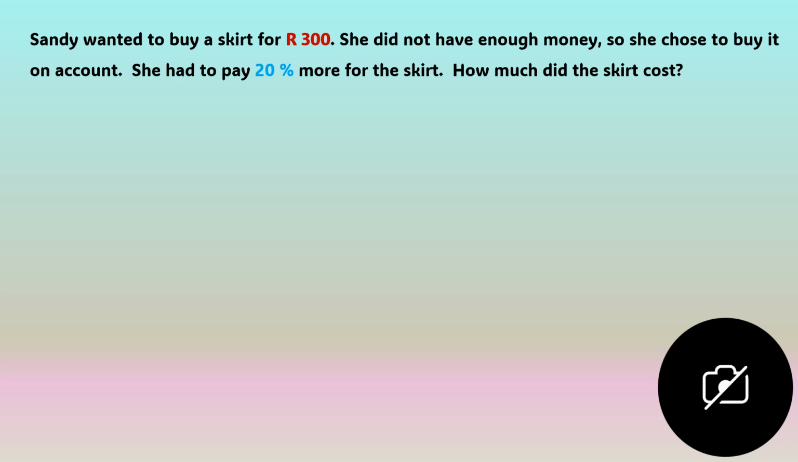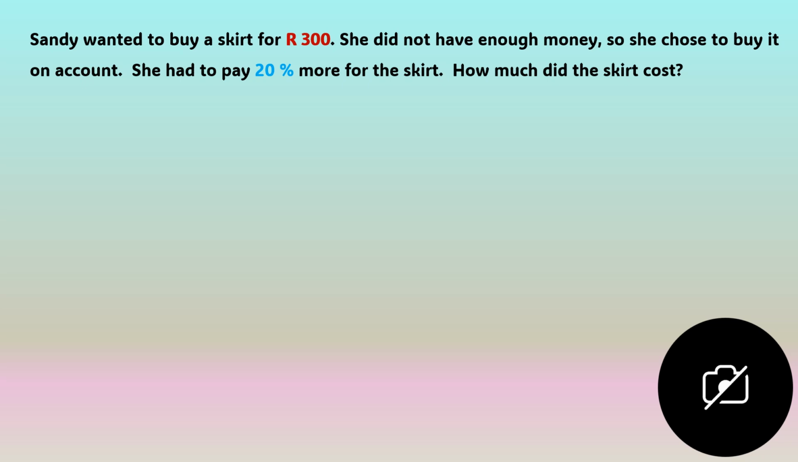So let's say, for example, you go to a shop, or let's use this word problem as an example. Sandy wanted to buy a skirt for 300 Rand. She did not have enough money, so she chose to buy it on account. So let's say the store decided that if you buy it on account, you must pay 20% more. But if you buy it cash, you're going to get a discount. So now she had to buy it on account, so she's going to pay more.